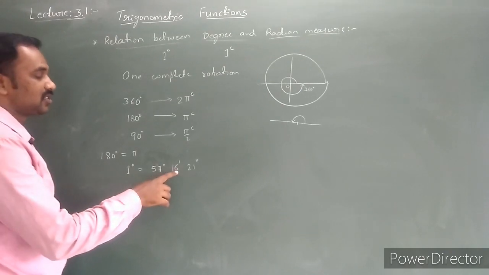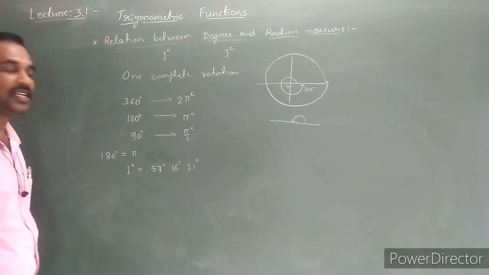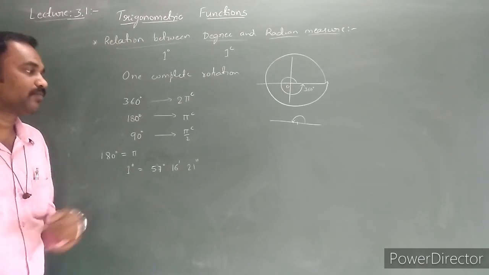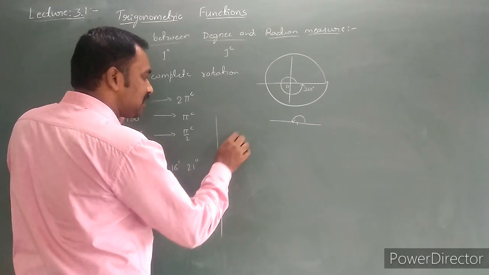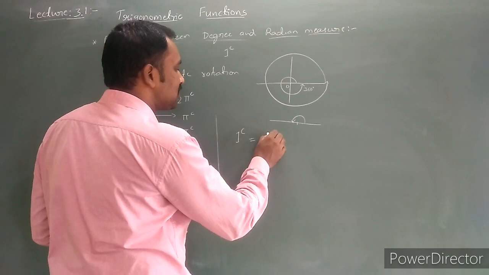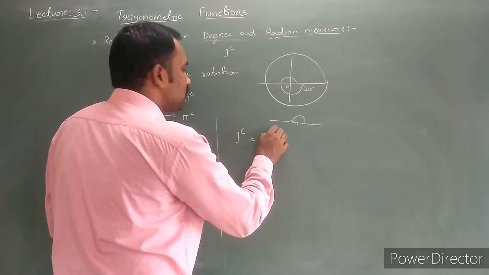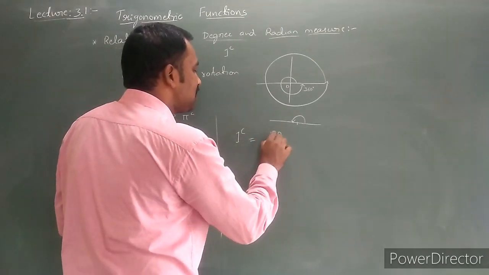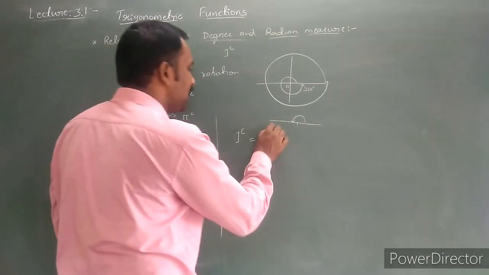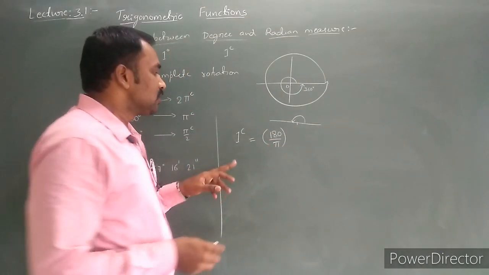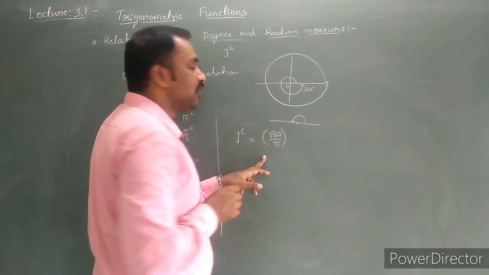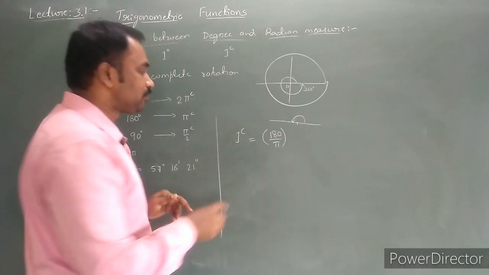57 degrees, 16 minutes and 21 seconds. How will this result come? We'll see here. Now, what I just said: 1 radian is equal to 180 divided by pi. Observe that. 180 is a degree measure, pi is a radian measure. It is converted into degrees.